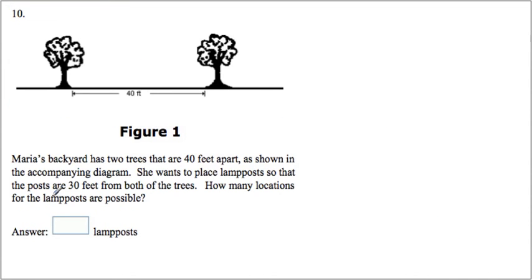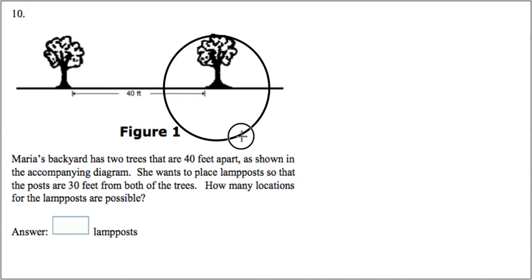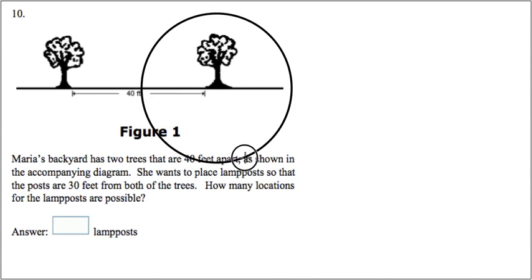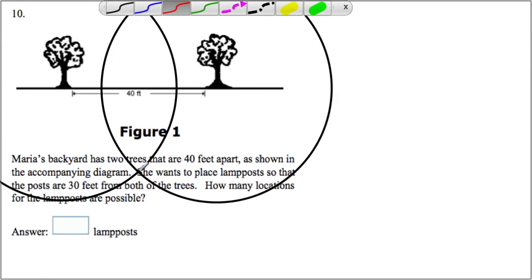Alright, number 10. Here we have 2 trees that are 40 feet apart. Now, lampposts, so that the posts are 30 feet from both trees. 30 feet from both trees, that means, let us try to draw a circle here. So this is about midway, that means 20. We have to go 30, that means it's going to be more than that. So is this. This will be about 20. Let's go a bit more than that. So this will be about 30. That tells us that points of intersection will be right over here. The other one is up there. So how many lampposts are possible? 2. 2 locations are possible.